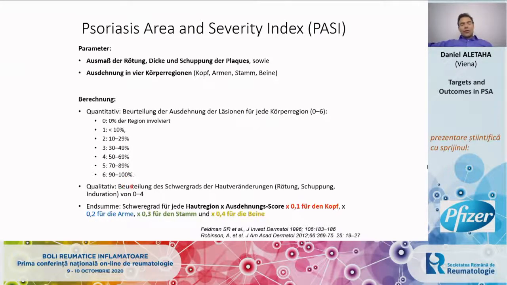And then you do a qualitative assessment of the severity of the changes of the redness, the scaling, and the induration on 0 to 4. And then you sum it up. Endsumme means you get your final score by using the severity scale, the 0 to 4 scale for each region. You multiply it with the extension of how much it affects in that region with 0 to 6, and you weight it for the size of the region. So you get 0.1 for the head, 0.2 for the arms, 0.3 for the trunk, and 0.4 for the legs.